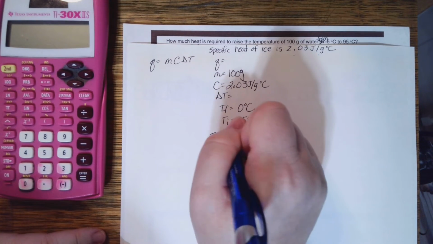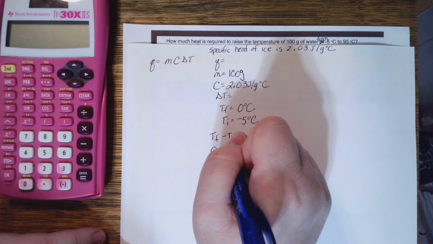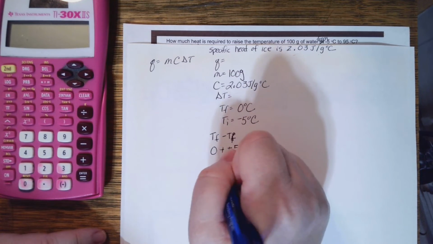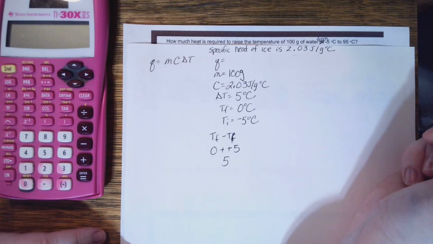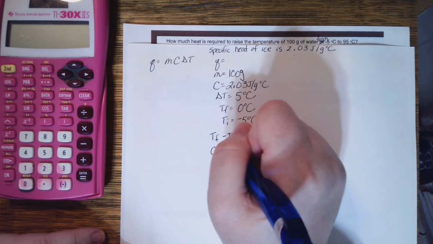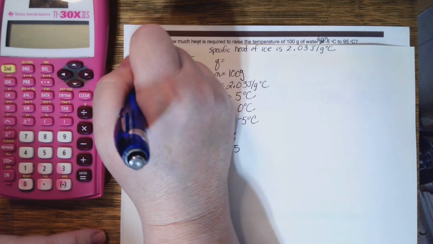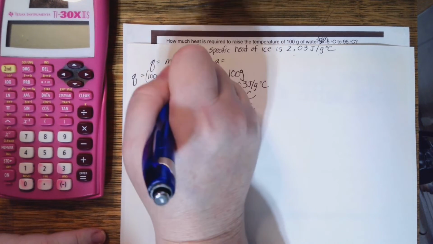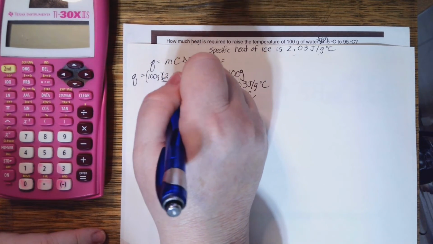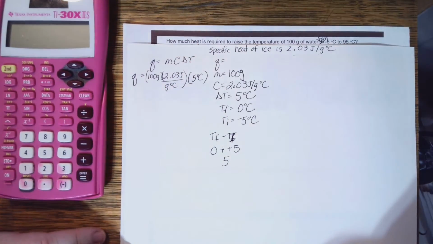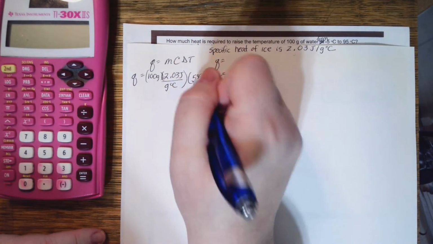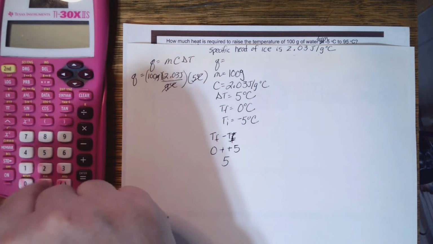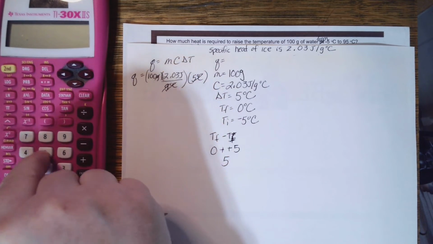So final minus initial, 0 minus, oops, that's initial, minus 5 is 0 plus 5. So that temperature change was 5 degrees Celsius. Sorry, this is very messy. So this Q is 100 grams, 2.03 joules. Remember, the per means it's on the bottom, gram degrees Celsius, and my temperature change is 5 degrees Celsius. So degrees Celsius cancels out, grams cancel out, I'm left with joules. So I have 100 times 2.03 times 5.